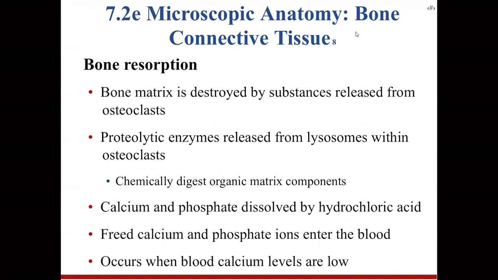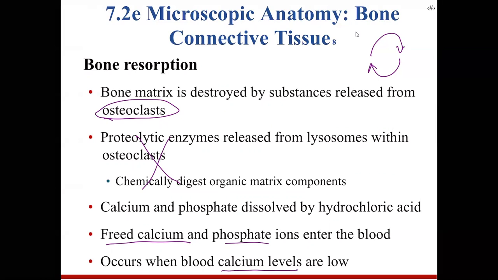Okay, so bone is always reabsorbed. So it's kind of like a cycle, right? We're building bone up and we're breaking it down. So remember, osteoclasts are what's going to break it down. They know the process of how it's broken down. I'm not too worried that you guys know all of that. But I want you to know that the calcium and the phosphate from breaking the bone down are going to enter the blood and they're going to get recycled.